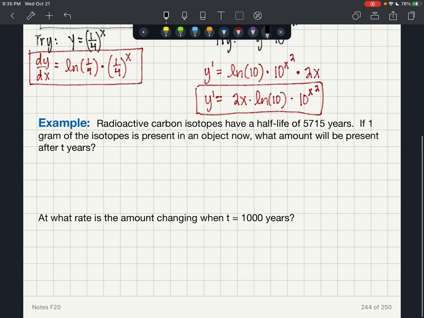Excellent. Okay, let's do a word problem. Radioactive carbon isotopes have a half-life of 5,715 years. If 1 gram of the isotopes is present in an object now, what amount will be present after t years? This is actually something you might have learned in Algebra 1, so we're going to have to go back and learn how to write that equation. So what amount will be present after t years?